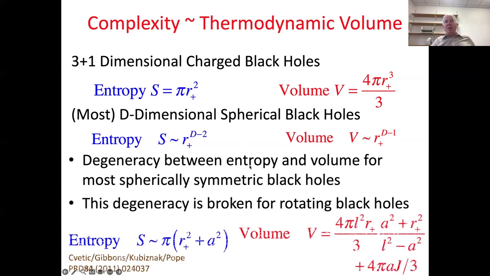However, for rotating black holes, this degeneracy is broken, and this gets to Bo's question way back when. The entropy of a rotating black hole goes like r plus squared plus the square of the rotation parameter times pi. Whereas the volume has this kind of behavior in terms of A and the angular momentum J. It does not go like the volume unless A equals zero. These are both for 3 plus 1. There's generalizations to higher dimensions. So what Rahim, Roby, and Hari and I thought we would do would be to look at rotating black holes and see how the complexity behaves.